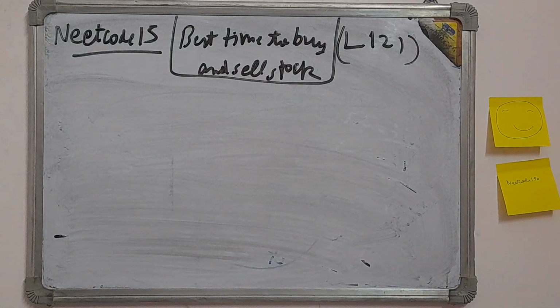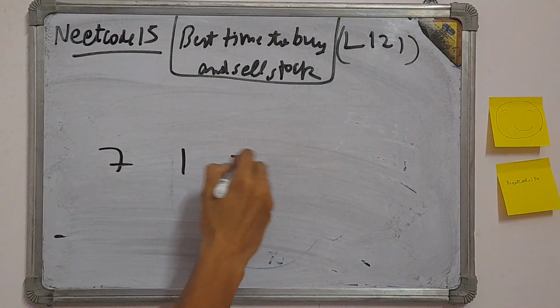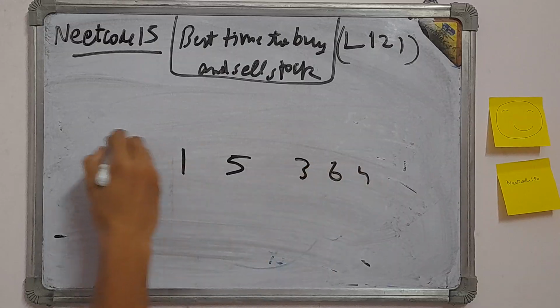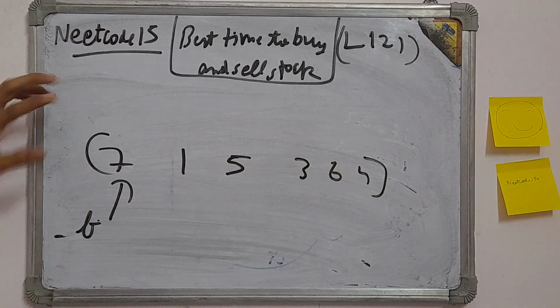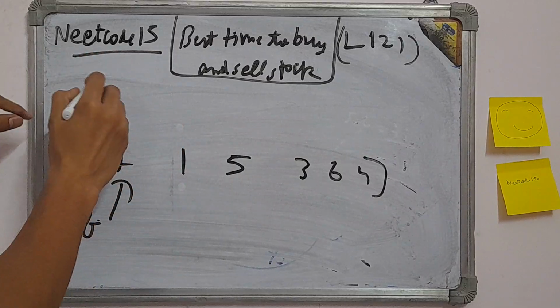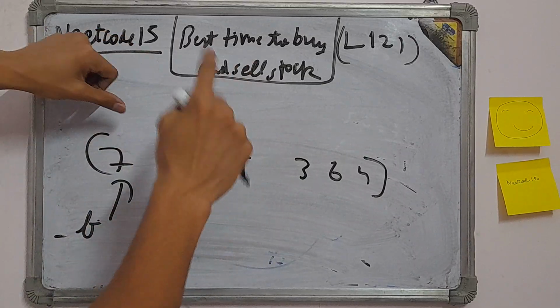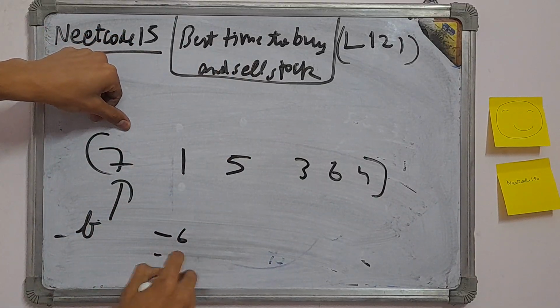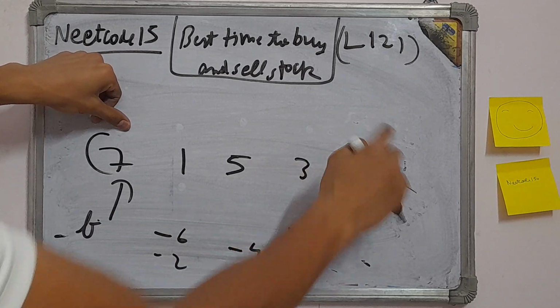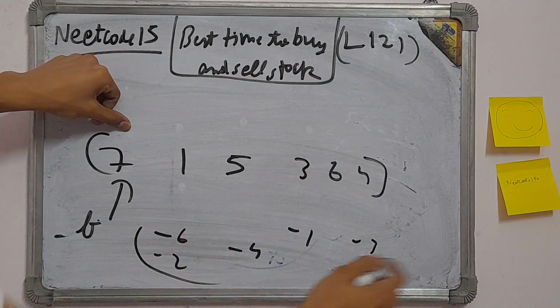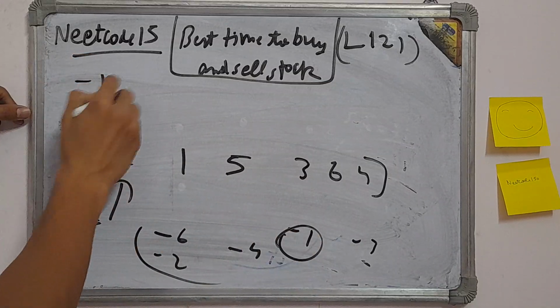So first of all, let's do a brute force. Again the same array, 7, 1, 5, 3, 6, 4. So brute force says, let's assume we buy at this day. Now we can sell at this day, get profit, we get -6. Now we assume we sell at this day, we get -2. Sell there, we get -4. Sell here, -1. Sell here, -3. We take every answer, and we get the maximum as -1. This is the best answer we have seen so far.